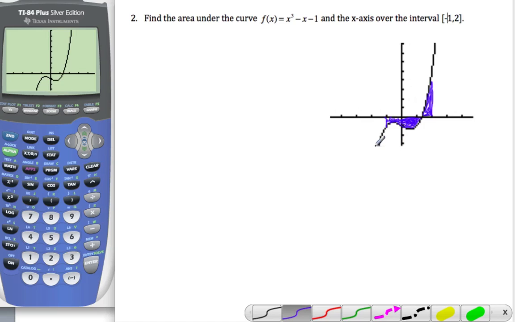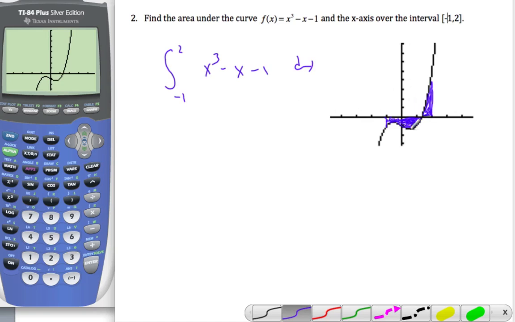And so one of the things I can do, which is actually quite clever, because I know I want to go from -1 to 2, and my function is x cubed minus x minus 1 dx. That would say negative plus this area, and I'd probably end up with a negative area. I'm not looking for that.